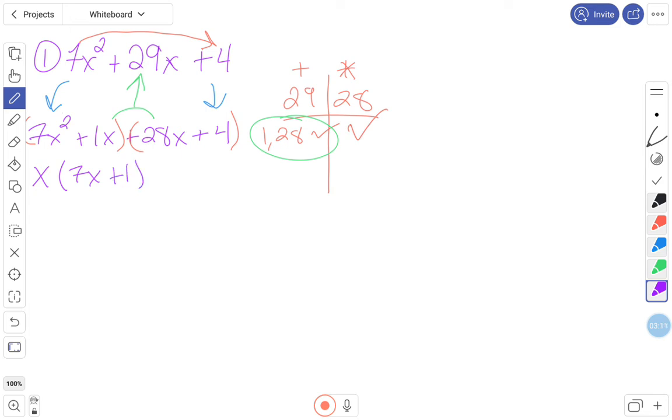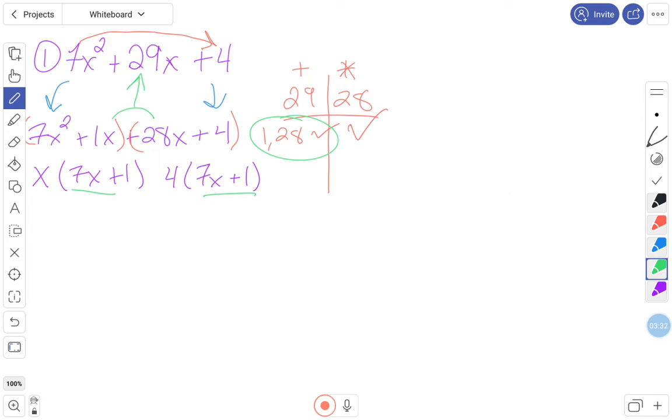Let's see, then I can divide out of 28 and 4. What's the biggest number that divides out of both? Looks like a 4 to me. And that's going to leave me with 28 divided by 4 is 7. And 4 divided by 4 is 1. Hey, what do you notice? These are the exact same.